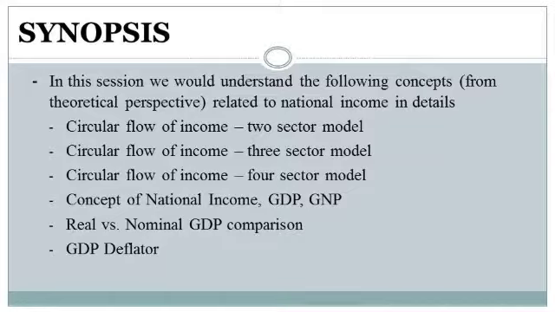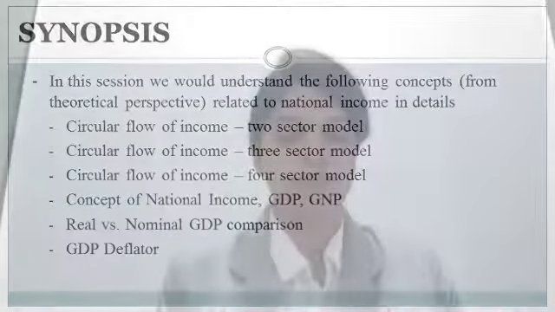The next part of module 1 will be the concepts of national income, where we would be understanding the GDP and the GNP definitions and the difference between real and nominal GDP consumption. Now let's begin with the two-sector model.